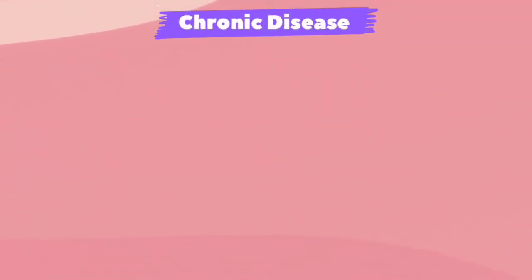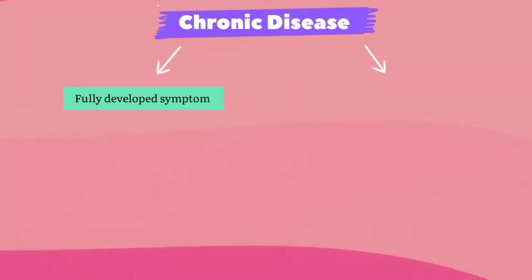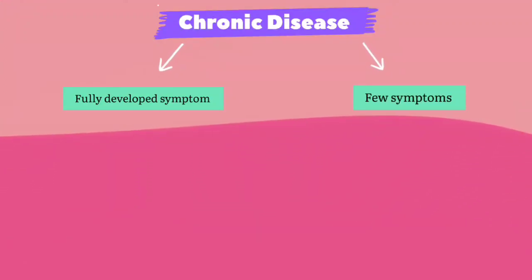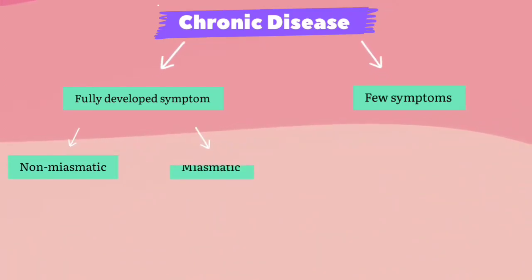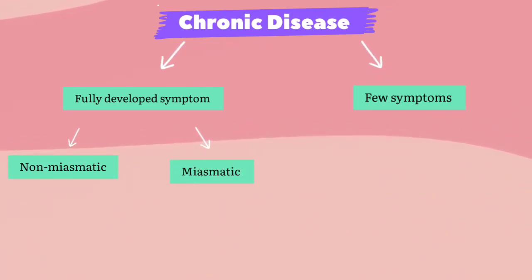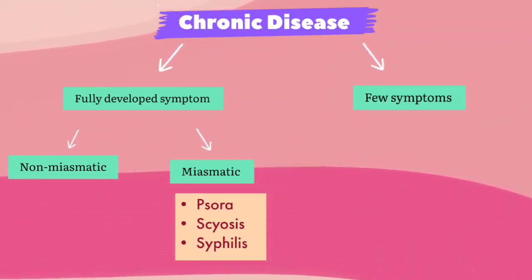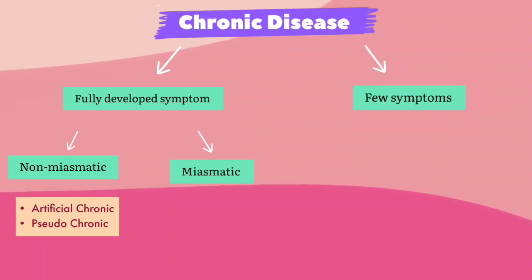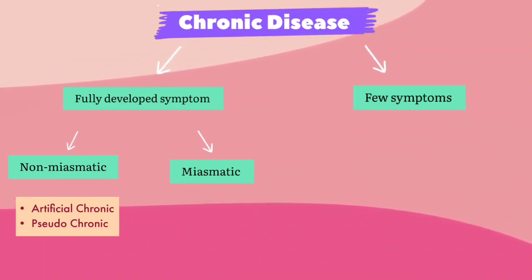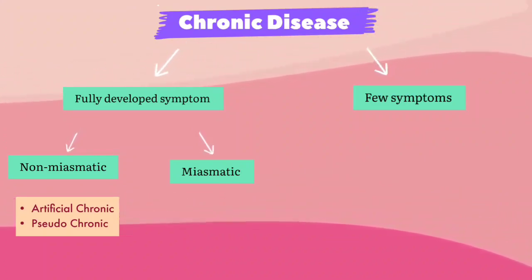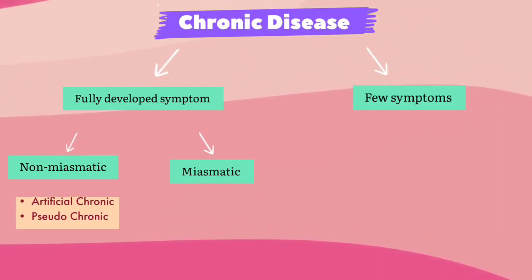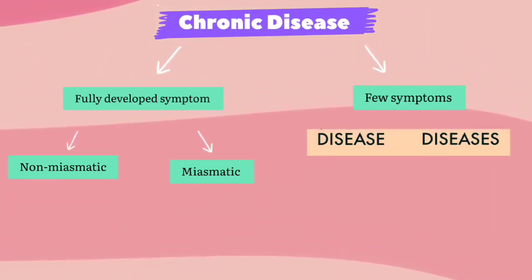Now, after seeing acute diseases, let's have a look at the classification of chronic diseases. Now chronic diseases are divided as seen below. The first important division is between chronic diseases with fully developed symptoms and chronic diseases with few symptoms. Now chronic diseases with fully developed symptoms are further divided into non-miasmatic and miasmatic. The miasmatic diseases are further divided into psora, psychosis and syphilis, while the non-miasmatic are further divided into artificial chronic and inappropriately termed chronic, that is pseudo-chronic diseases, while the chronic diseases with few symptoms are further divided into one-sided diseases and local diseases.